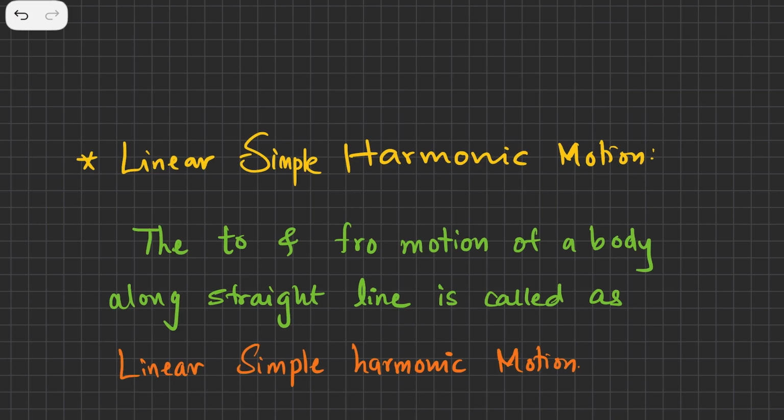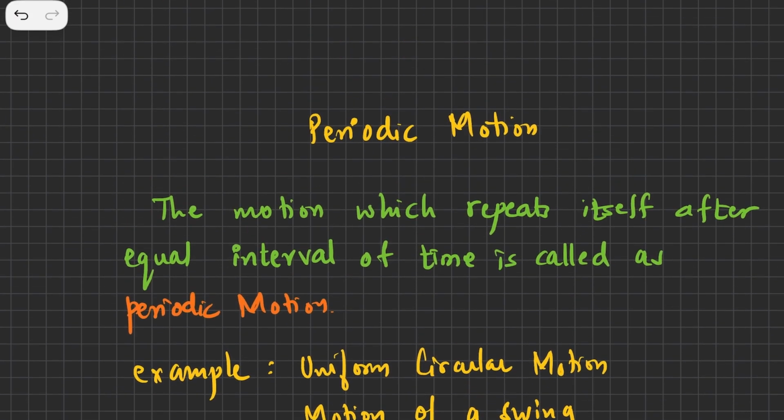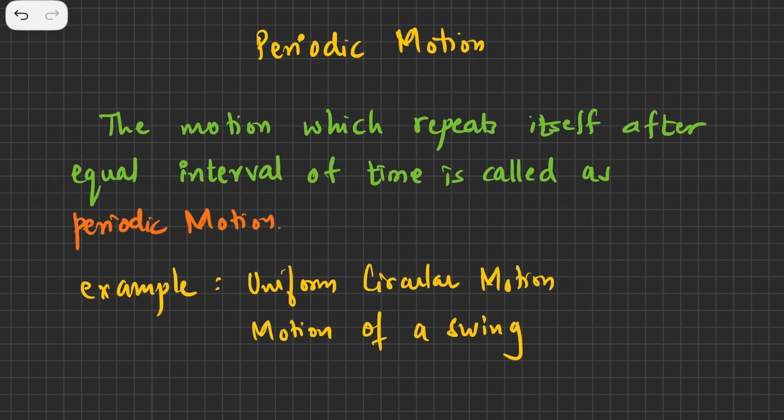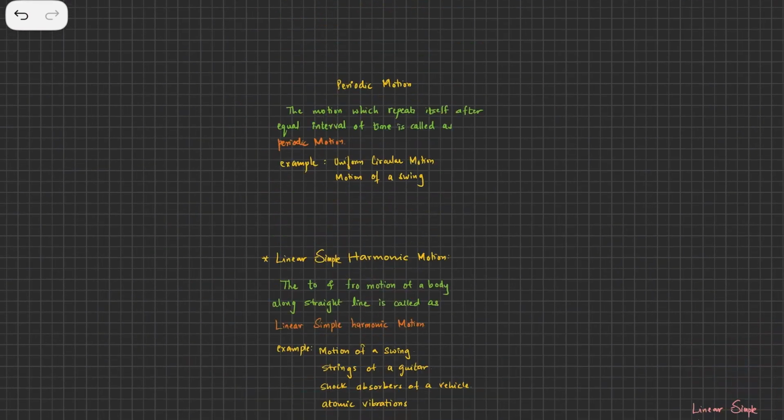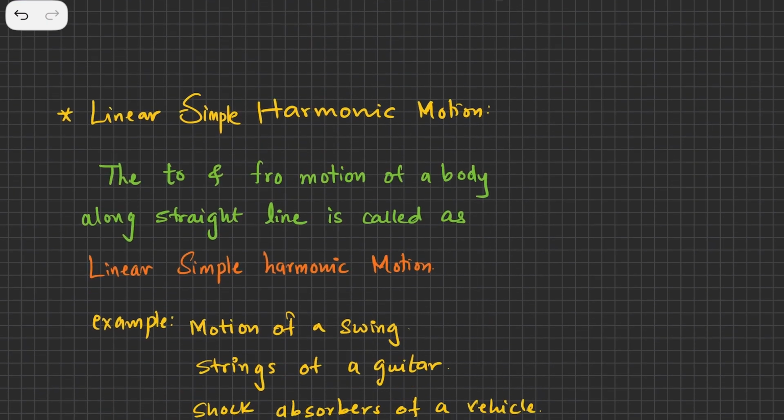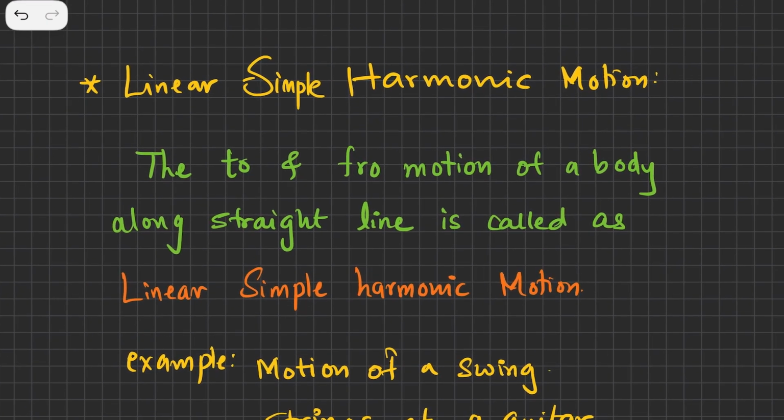Here we are today with the second video on oscillations. We had studied about periodic motion in the previous video, and today we are going to understand what a linear simple harmonic motion is. So let's just quickly start with our topic, linear simple harmonic motion.